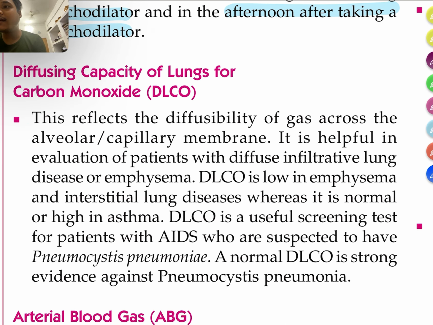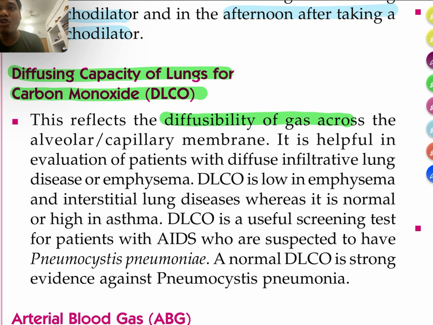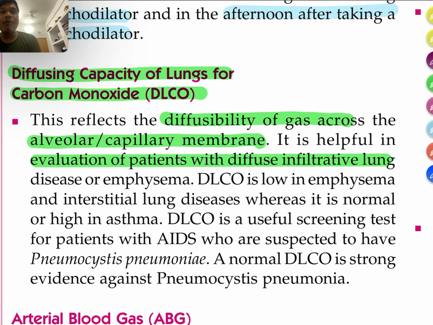Next is the diffusing capacity of the lungs for carbon monoxide. It reflects the diffusibility of the gas across the alveolar capillary membrane. It is helpful in the evaluation of patients with diffuse infiltrative lung disease or emphysema. You have to understand where it is used and why. As I have told, in emphysema, if there is a defect, air will not easily get diffused. So to check the diffusion, we use CO gas.